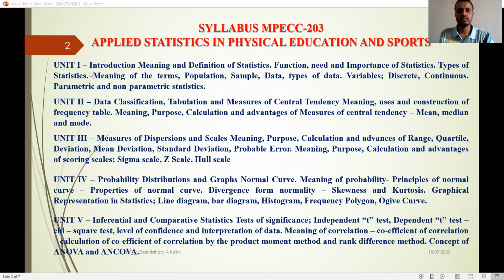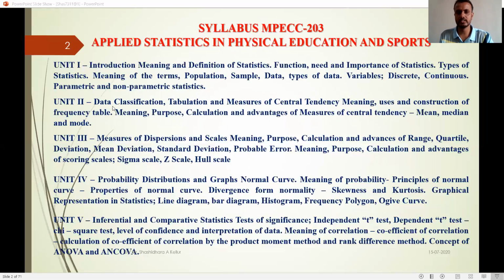In this subject, there are 5 units. Unit 1 covers various aspects: meaning and definition of statistics, functions of statistics, need and importance of statistics, types of statistics, mainly the terms of statistics, in that population, sample, data, types of data, variables, in that discrete and continuous variables, and lastly parametric and non-parametric statistics. These are the points covered in the first chapter.